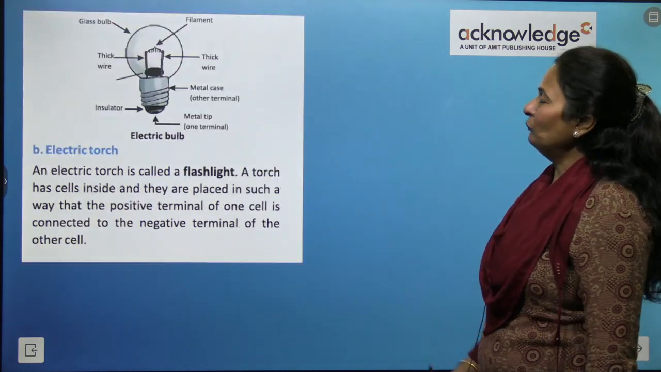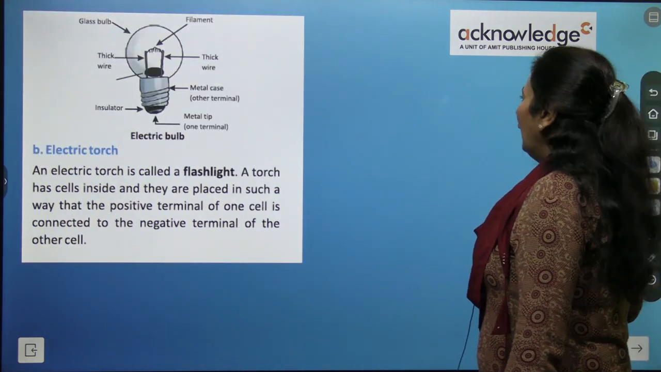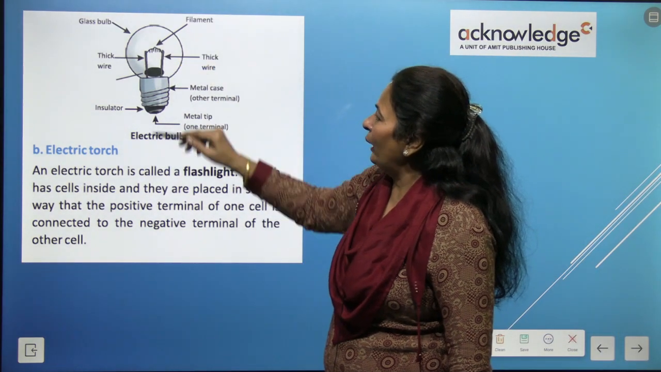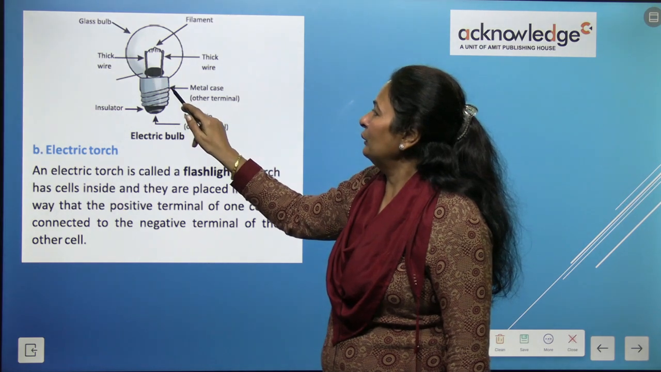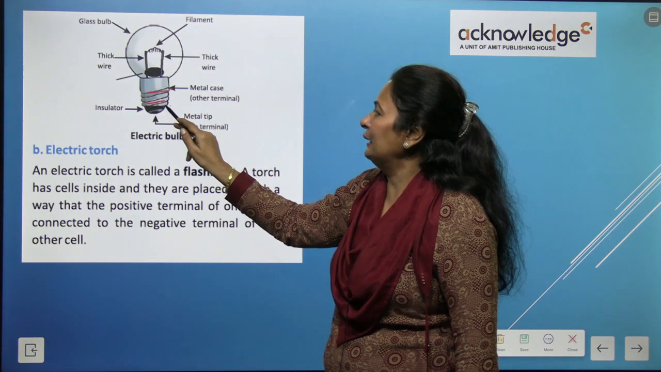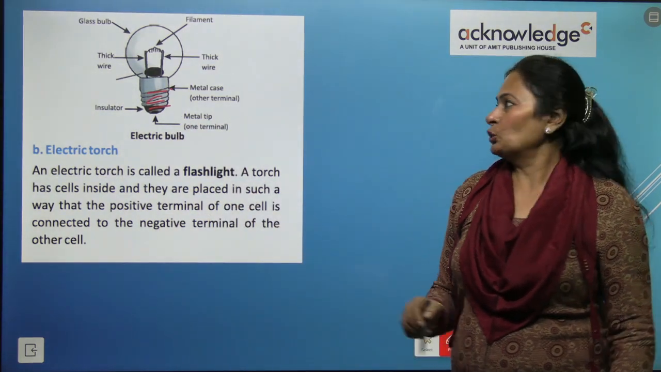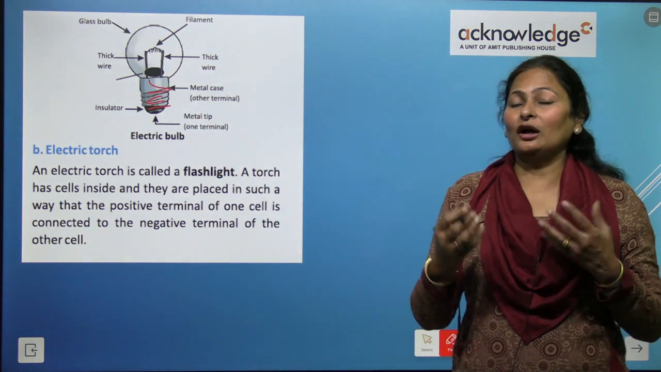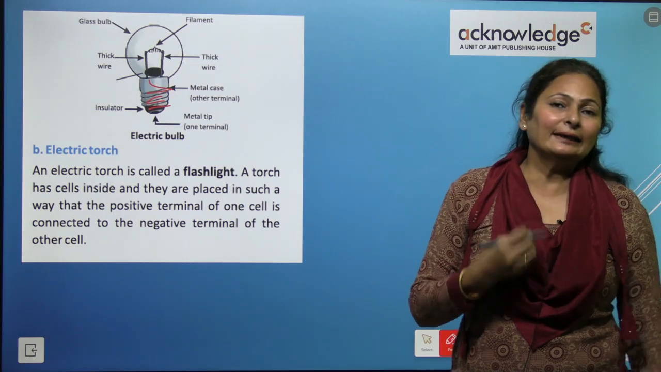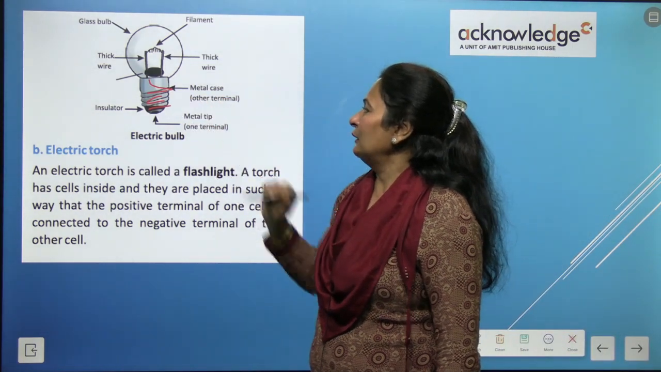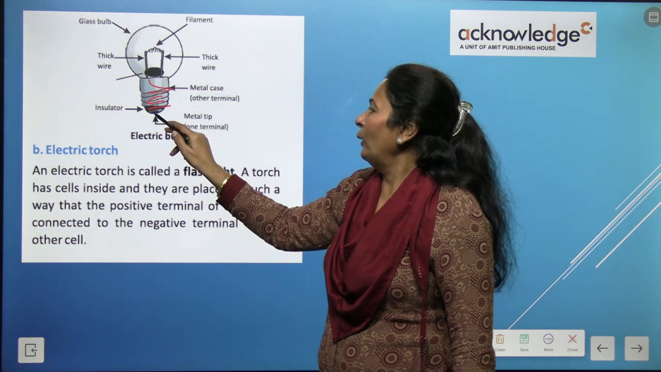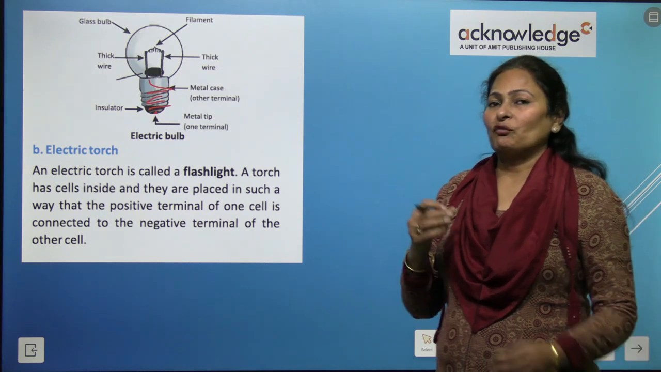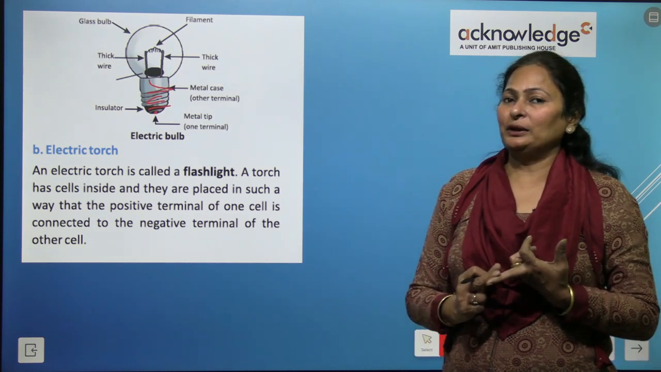Now let's again move to the picture of this bulb, as we are discussing how it works. So one thick wire is connected with the metal case. This is the metal case. It is made of metal. So one thick wire is internally connected. It is not visible from outside, but internally it is connected to the metal case, and the other one comes to the metal tip, or one terminal, right? So first is attached with the metal case.